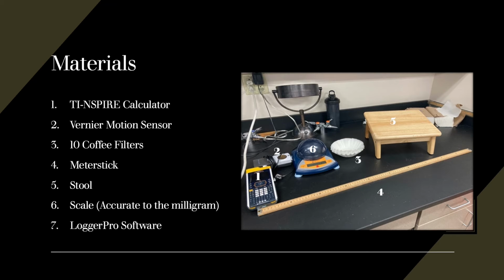Our materials are going to include a TI-84 Inspire calculator, shown here, a Recchia motion sensor, shown there, 10 coffee filters, shown at number 3, a meter stick, so we know how high we're dropping our coffee filters, a stool, so we can reach the appropriate height, a scale, accurate to the milligram, and Logger Pro software used on a computer.